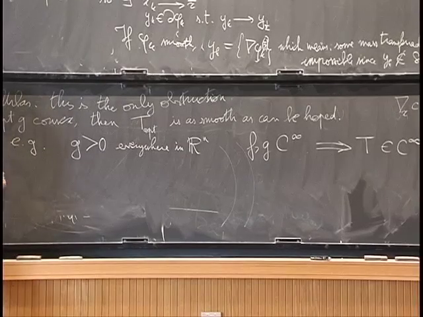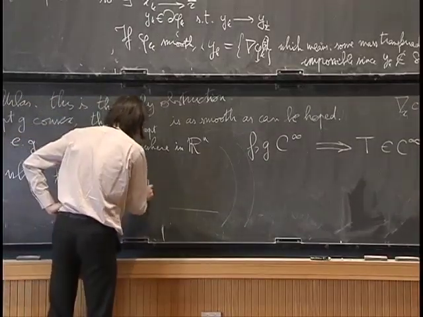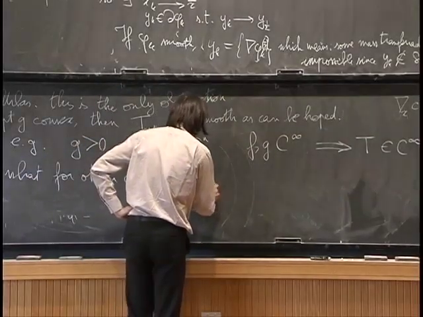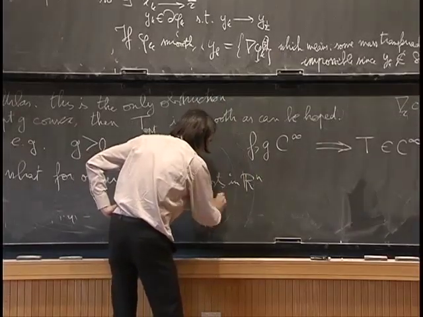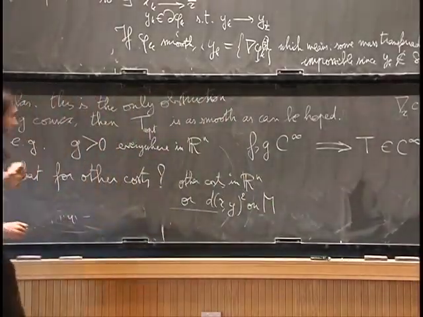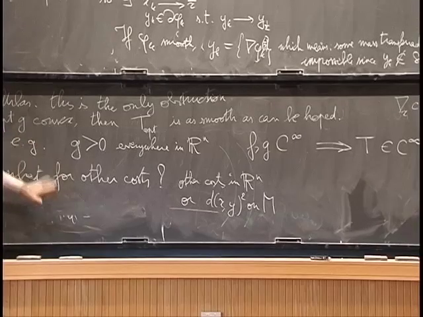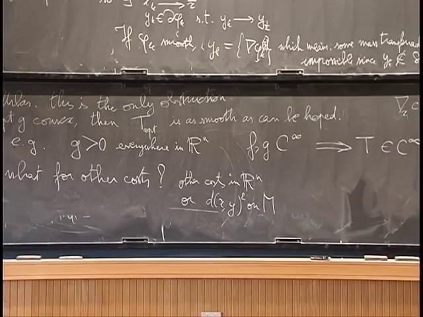Now, what about other costs? Might be other costs in Rn, or for instance, the square distance on a Riemannian manifold. So the problem stood wide open for a long time. These papers by Caffarelli and Urbas are from about the mid 90s. And for 10 years, there was absolutely nothing about this more general problem.